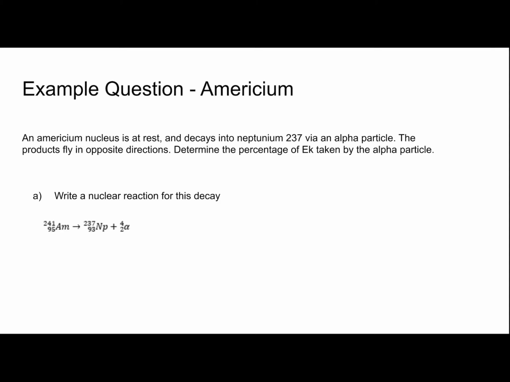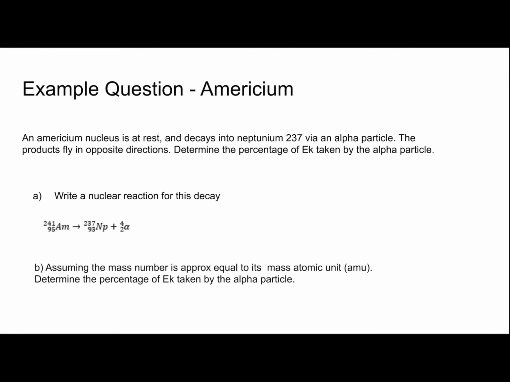So the correct answer in this case is: neptunium is atomic number 93, so we just need to add 2, which gives us atomic number 95 for americium, as well as the alpha particle.